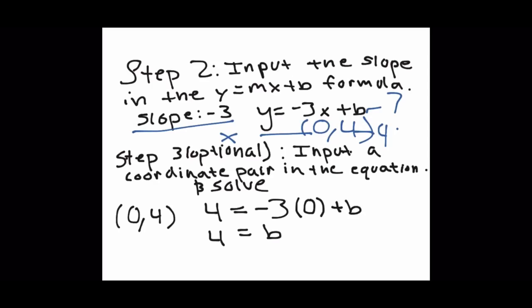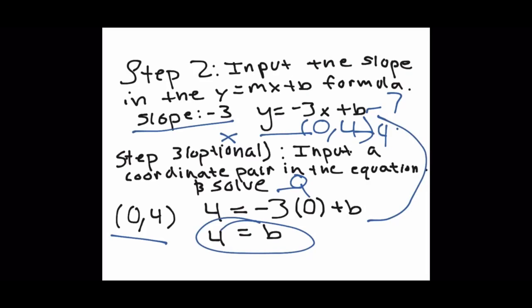Step 3 is optional: input a coordinate pair in the equation and solve. I chose the coordinate (0, 4), and I would input it in this formula. So it would be 4 equals negative 3 times 0 plus b. And so we're going to combine like terms. Negative 3 times 0 would equal 0, leaving 4 equals b.